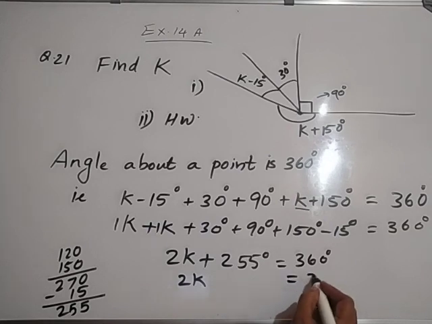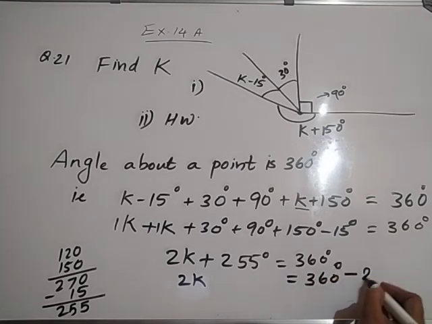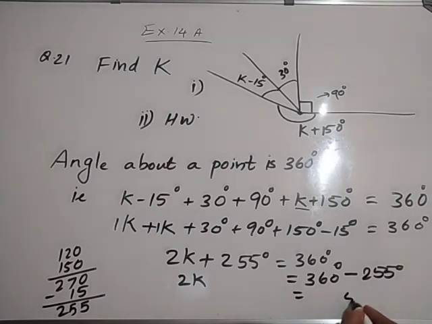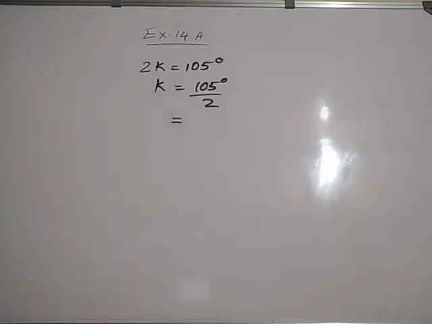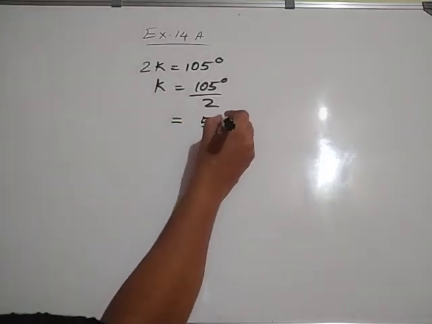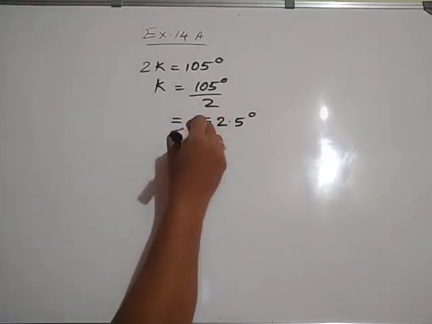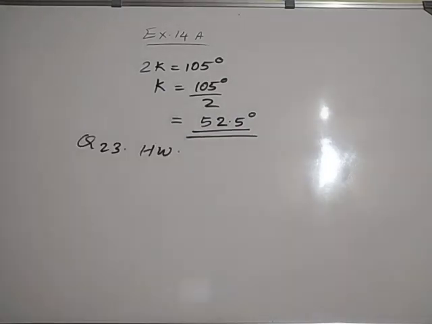2k is equal to 360 degrees minus 255. You have to subtract 255. That's equal to 105 degrees. Okay, 2k is 105 degrees, so k is equal to 105 divided by 2. k is equal to 105 by 2, 52.5 degrees. Understood? Do question 23 as homework, and these are the important problems from this exercise. Learn these type of problems well. Thank you all. Have a nice day.